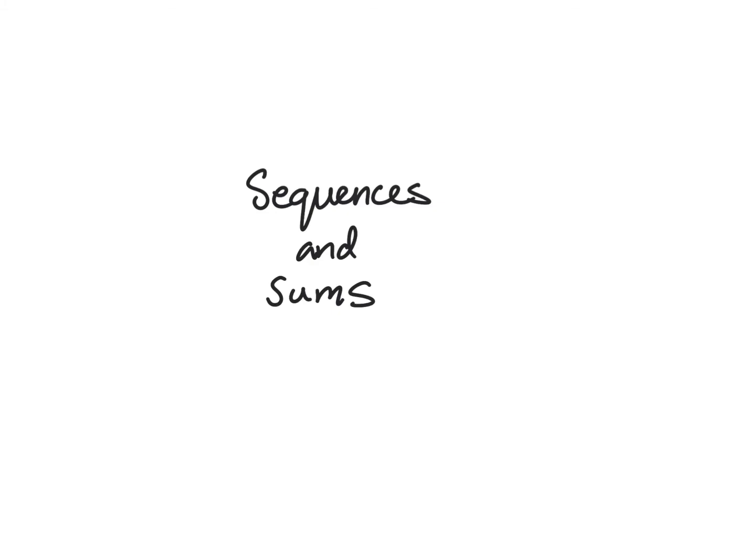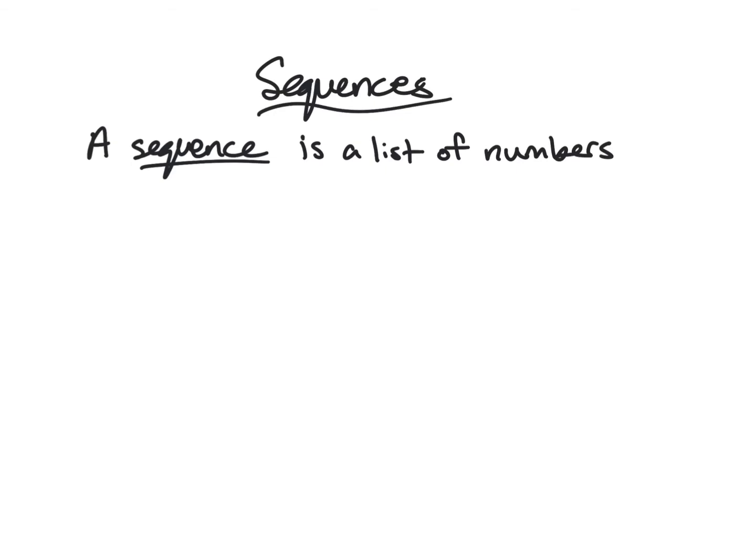Hello everyone. In this video we will talk about sequences and sums. So we'll start with a brief recap of sequences. Remember, a sequence is a list of numbers and we usually enumerate it like A1, A2, A3, and so on. And so we're going to talk again a little bit about closed form and recursive forms.